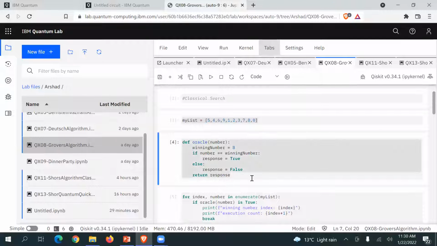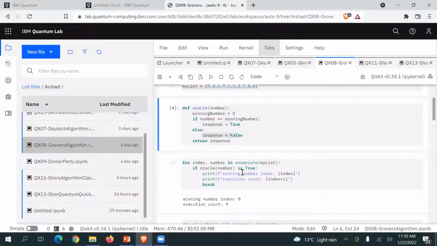I will explain what an oracle is. In the quantum world, we define an oracle as a black box function which takes some input and gives some output. So we define a function, the oracle, where we say our winning number is 8. If the winning number is 8, the response is true, else the response is false.